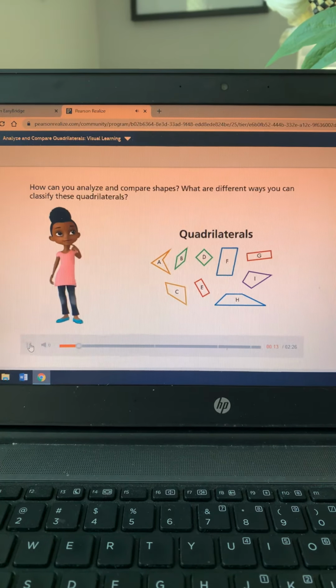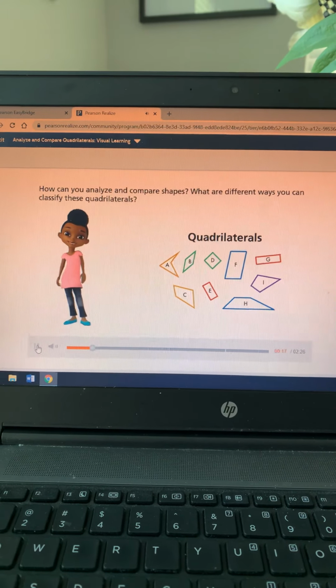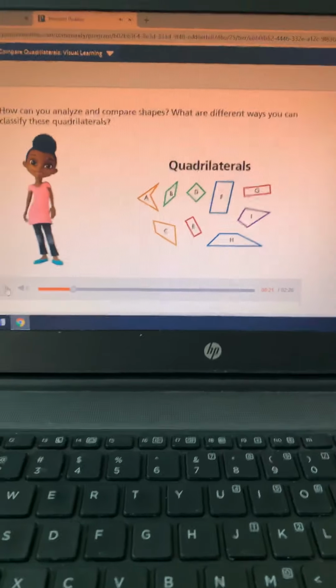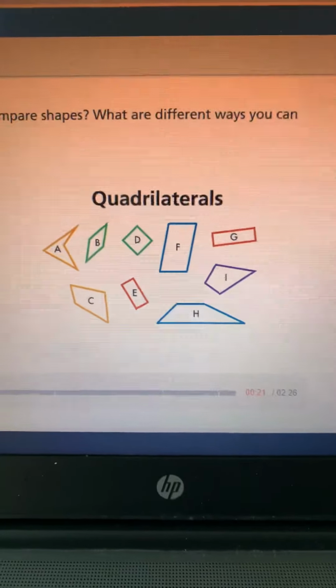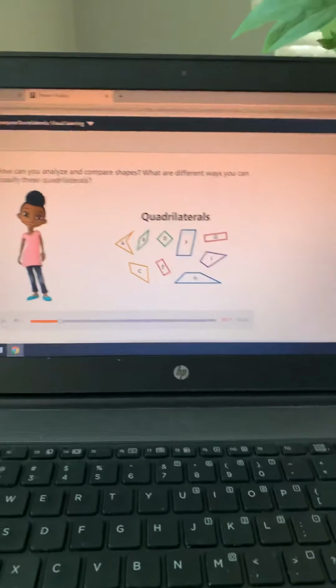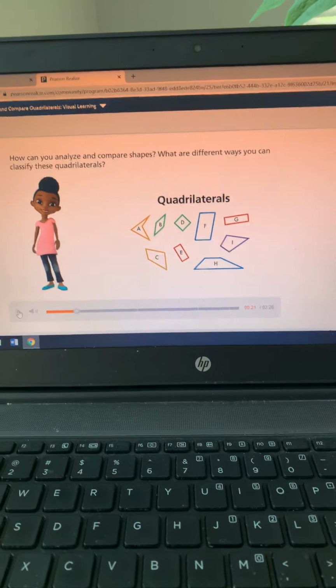How can you analyze and compare shapes? What are different ways you can classify these quadrilaterals? Remember, they're quadrilaterals because they all have four sides. Every one of those shapes has four sides. So we need to analyze, which means look at, and compare these quadrilaterals.